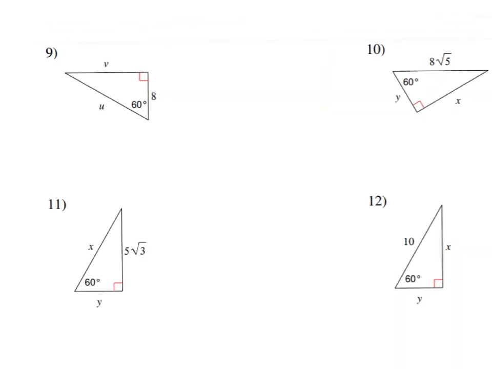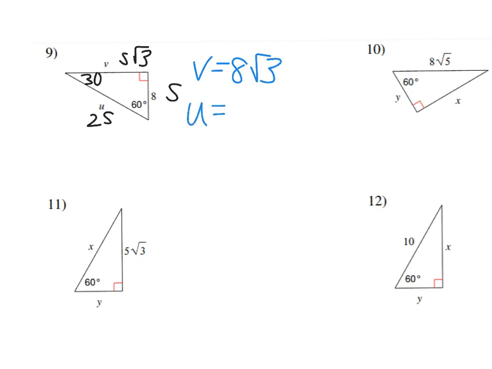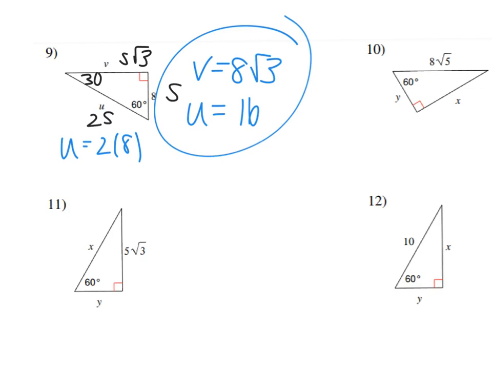Number 9, 30, 60, 90. So 30, 60, 90. We've got our short leg. We've got our long leg, which is S root 3. And then we have our hypotenuse, which is 2S. So this one's not bad because I have my short leg. So that makes the world a lot easier. Because now in order to get my long leg, it's just my short leg times root 3. In order to get my hypotenuse, it's just my short leg. So u equals 2 times my short leg, which would be 16. That one was not bad at all.